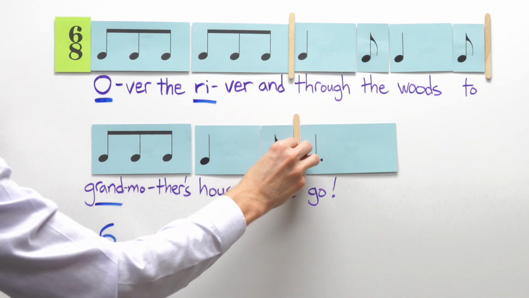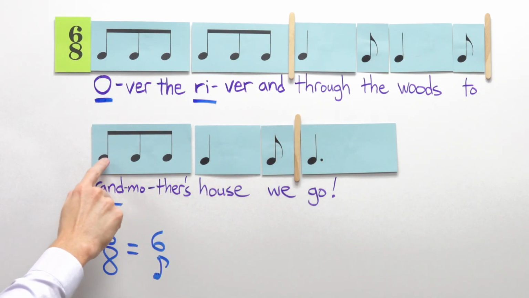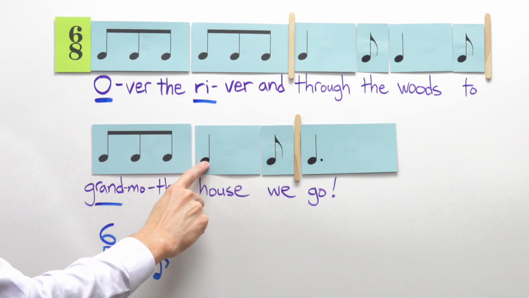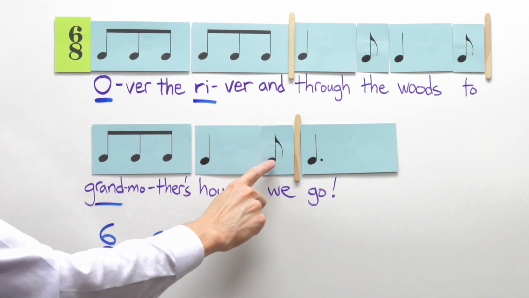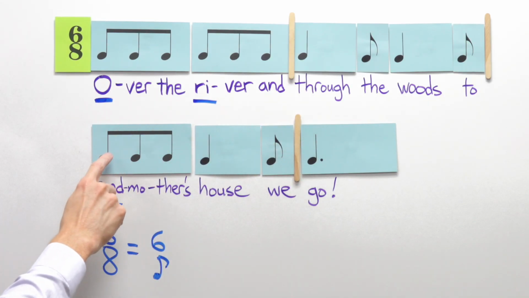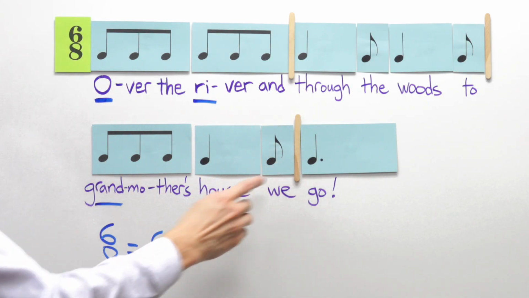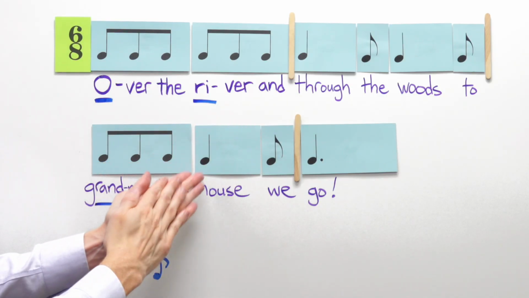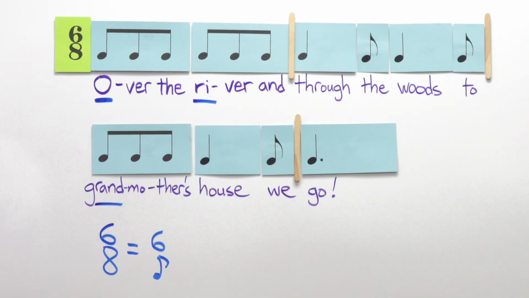If you pointed right here, you're correct. Here's beat 1, 2, 3. The quarter note gets 2 beats, so that's 4, 5. And here's beat 6. Then we need a bar line. Can you clap this rhythm with me in this measure? Ready, go. 1, 2, 3, 4, 5, 6.